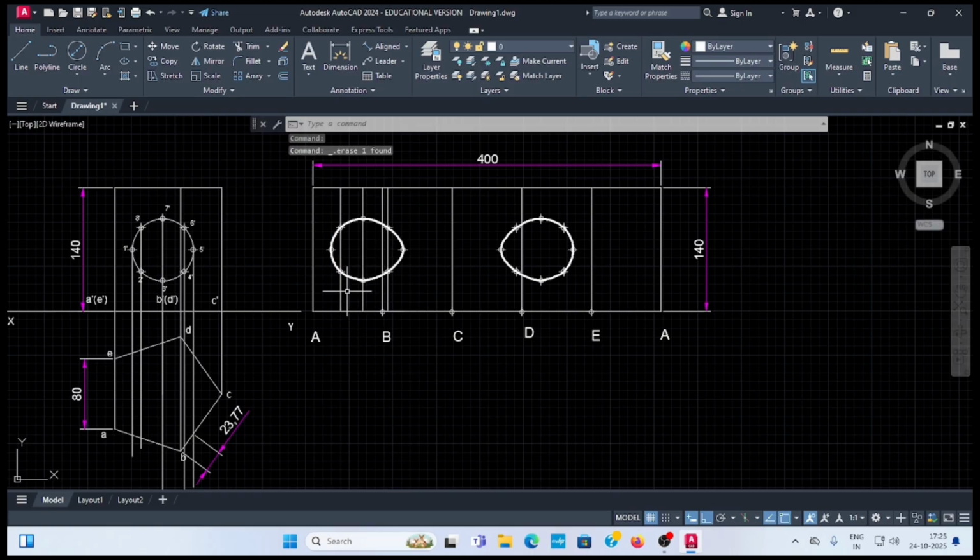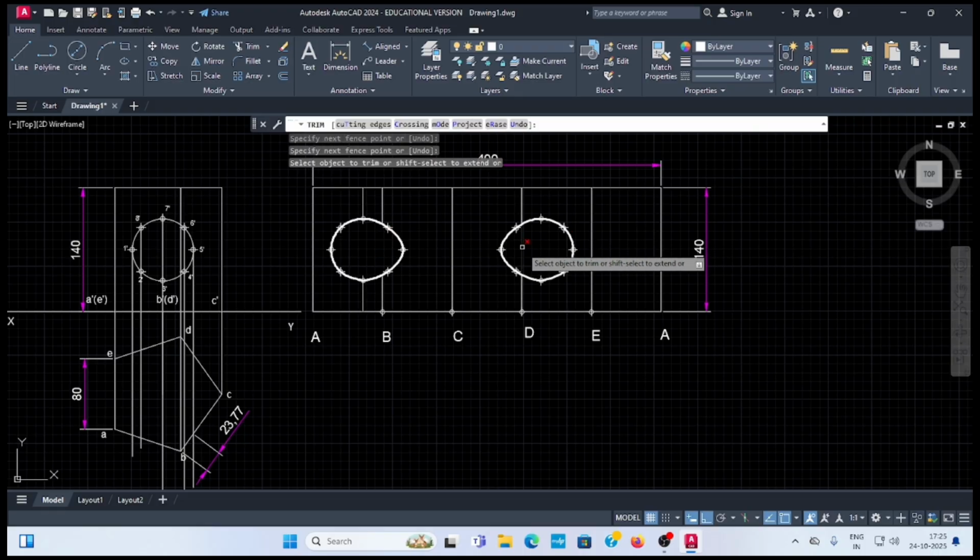The inside line you have to trim. Go to trim. Okay.